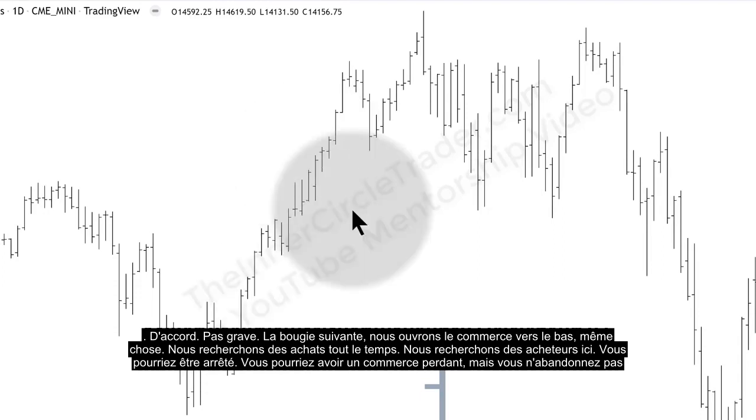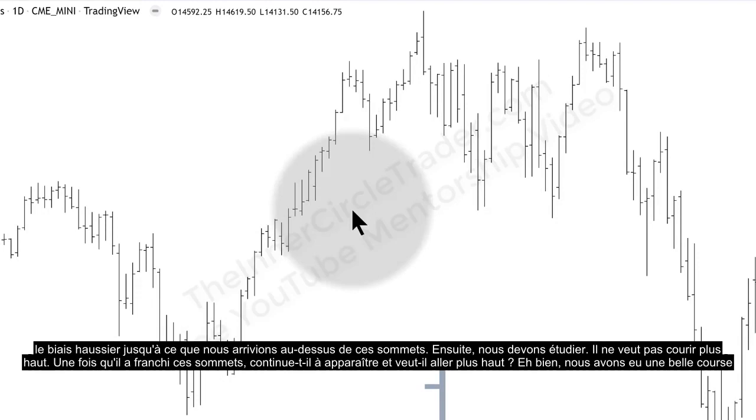You might get stopped out. You might have a losing trade, but you're not abandoning the bullish bias until we get above these highs. Then we have to study it. Does it want to run higher? Once it clears these highs, does it keep showing and want to go higher?